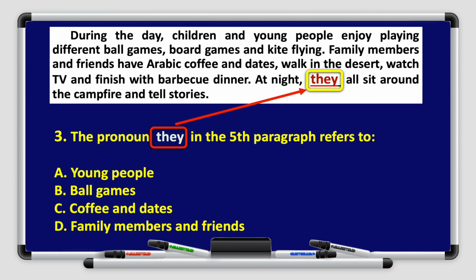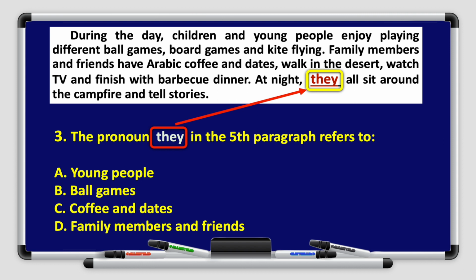Number 3, the pronoun they in the fifth paragraph refers to A, young people, B, ball games, C, coffee and dates, D, family members and friends. First of all, before we answer, we first underline the pronoun they and trace it back to which noun exactly. We have to highlight the nouns as we see in the paragraph.